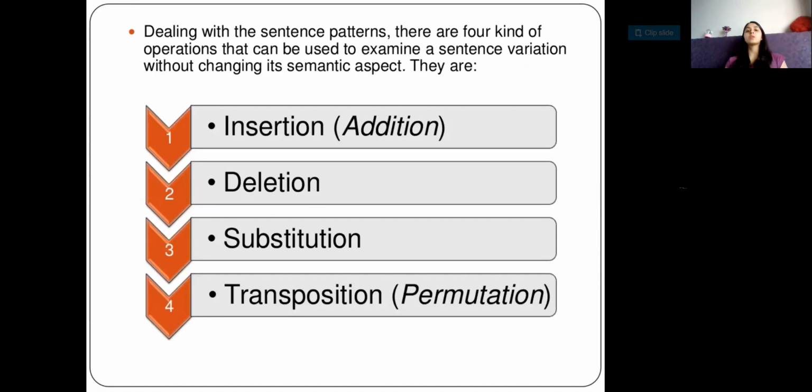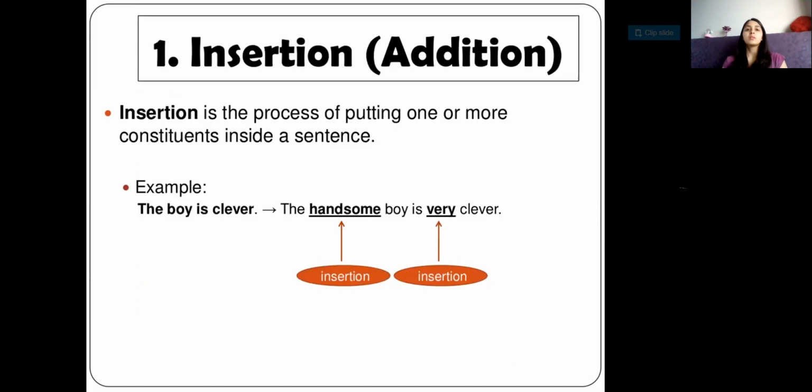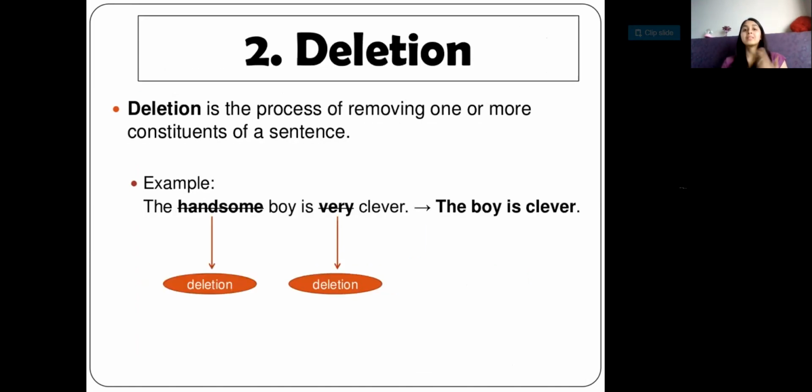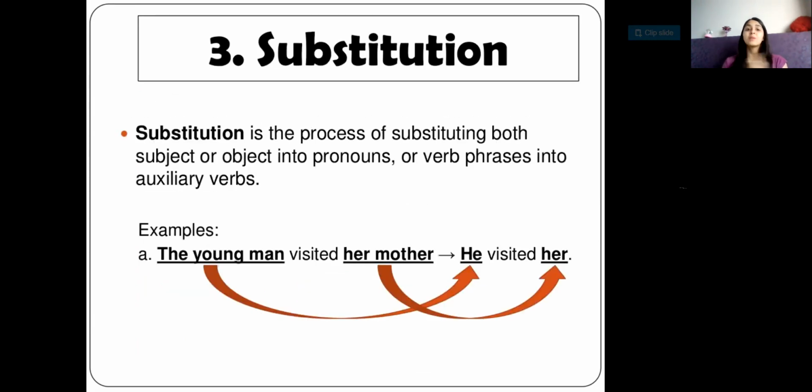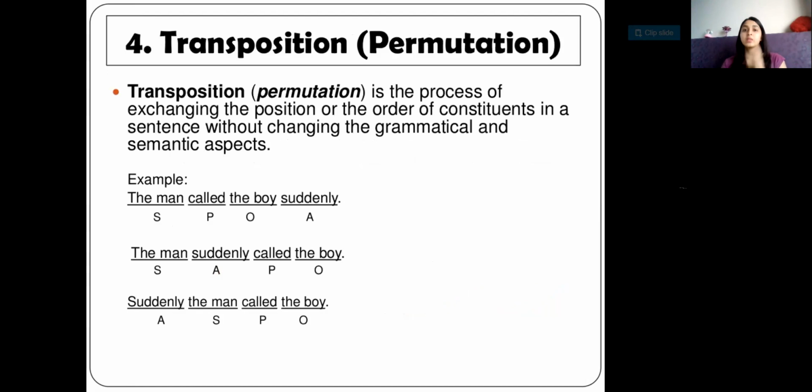Then comes your insertion, deletion, substitution, and permutation. Let's see, insertion is the addition of a word. Deletion is to just remove some, like the boy is clever. The handsome boy is clever does not need to add so much. Substitution, instead of some word, you put another one. The young man visited her mother. He visited her. Simply, you don't have to say young and this and that and mother and all. Just simply, he visited her. It's a substitution. Transposition, permutation.